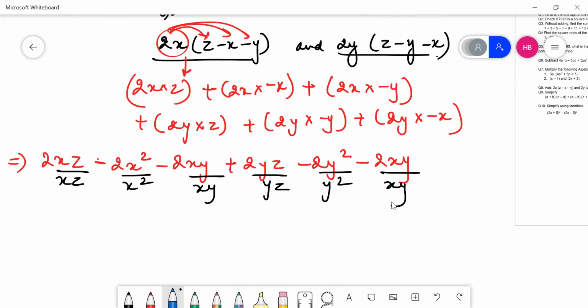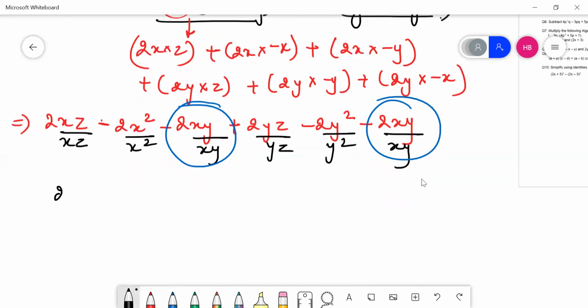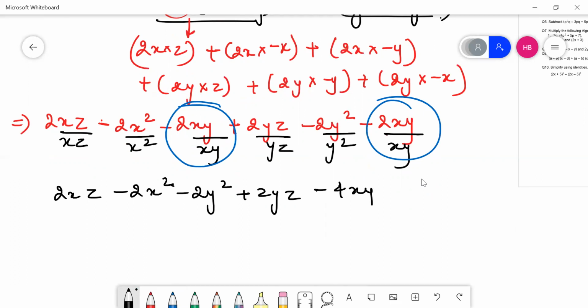Only xz, xy, yz, only this term and this term are like terms, right? No other term is a like term. So I'm just going to club them together. My final answer would be 2xz minus 2x square minus 2y square plus 2yz, and minus 2 plus minus 2 gives me minus 4xy. So by clubbing these two terms together, I got minus 4xy. So this is my answer, guys. That's how you do the addition.